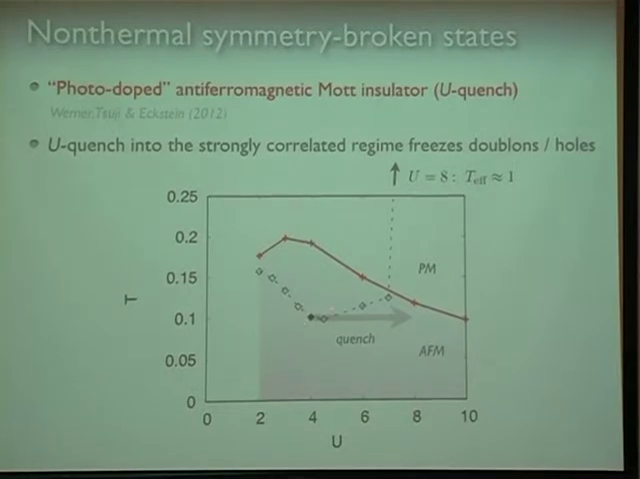We start deep in the antiferromagnetic insulator and then increase the interaction to a stronger value. The dotted line here shows the temperature expected after thermalization. For example, if we quench from 4 to 8, after thermalization we are expected to thermalize somewhere in a very high temperature paramagnetic state. That's something we can determine based on energy considerations.